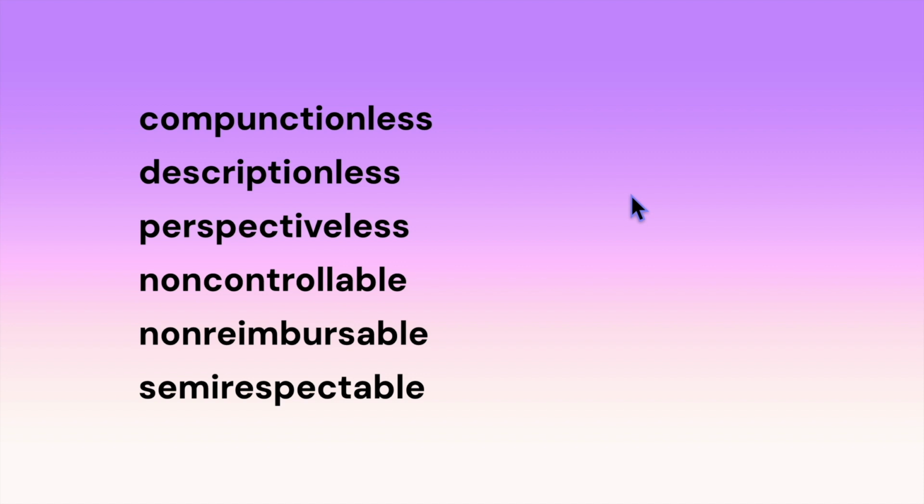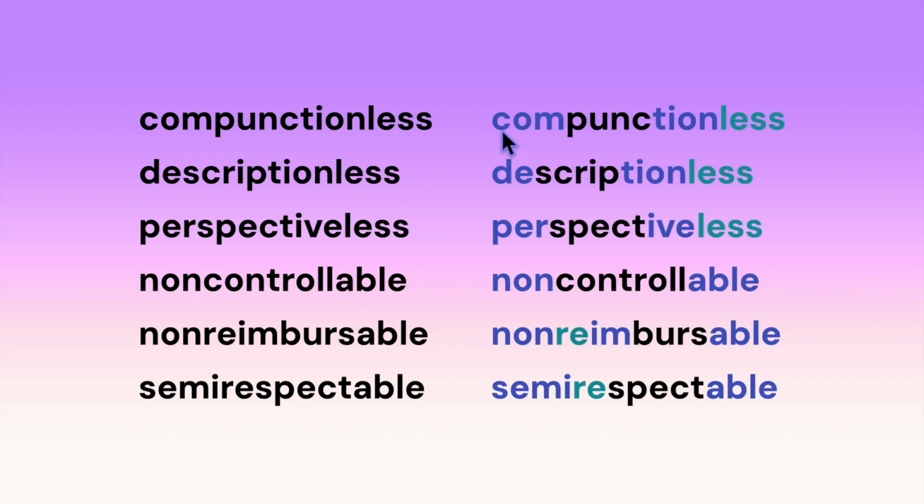All right, I want you to try these on your own. See if you can spot all the prefixes and suffixes in these words. Don't worry about if you don't know what they mean. Just see if you can read them. Here we go. Compunctionless, descriptionless, perspectiveless, non-controllable, non-reimbursable, semi-respectable. Semi can also be pronounced semi, so it could be semi-respectable.